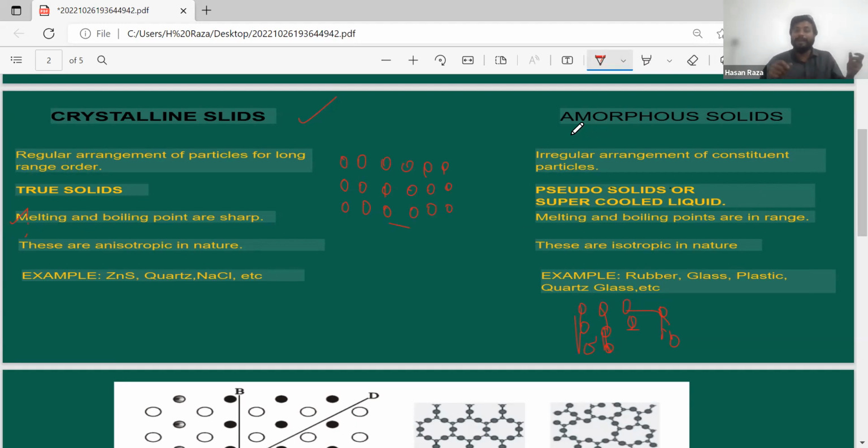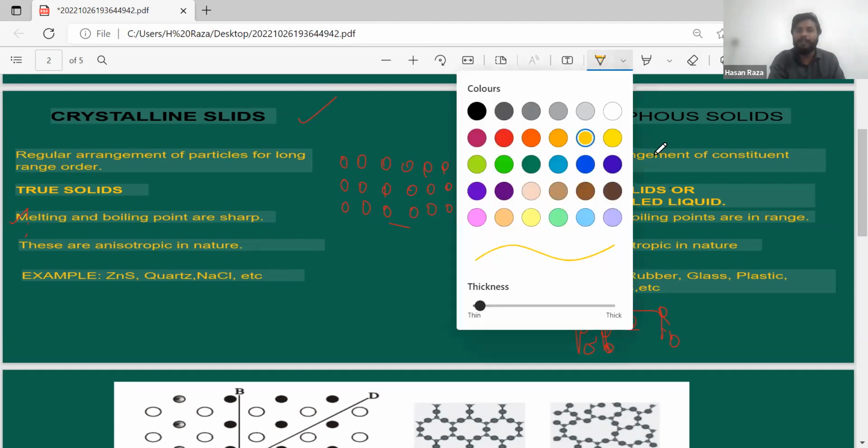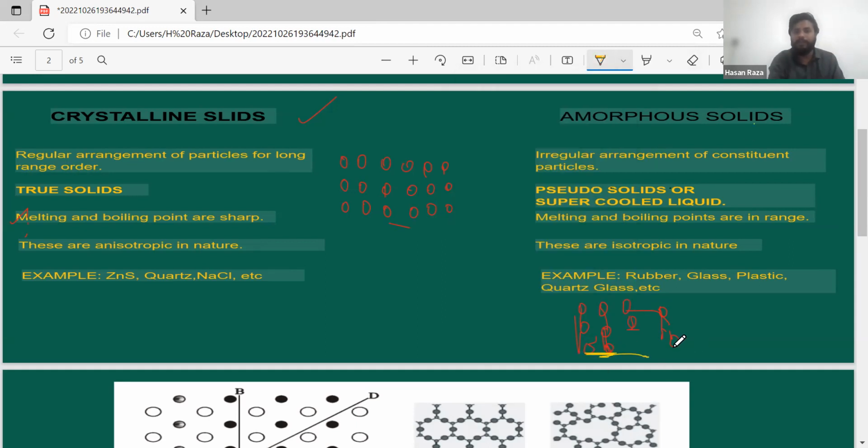That will be fixed. But in an amorphous solid, this will be in a range, like 20 to 30 degrees centigrade, because the particles at some places will be highly dense, and at some places very less dense. As you can see, the particles here are very dense, and after this, some particles are far away from each other. So that will be heated sooner than the previous. Are you getting my point? So that's why the melting and boiling point in an amorphous solid is in a range.